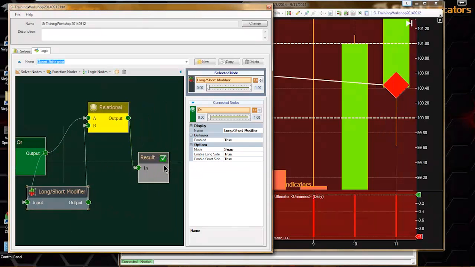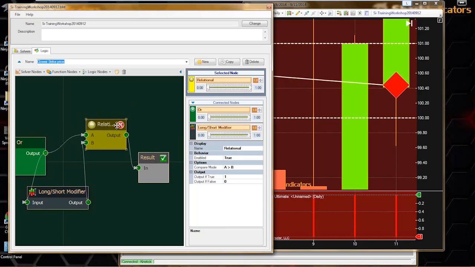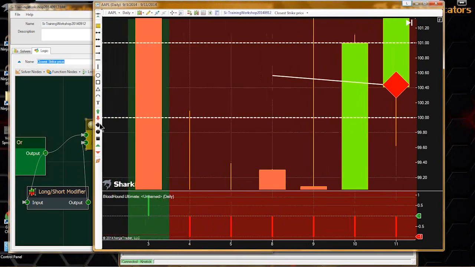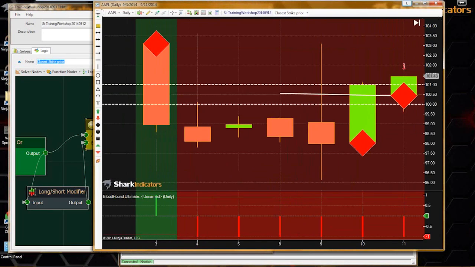So now let's take a look at this relational node. As we look at the chart, let me adjust the scaling here.